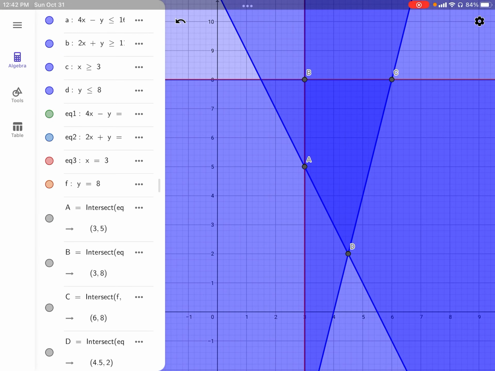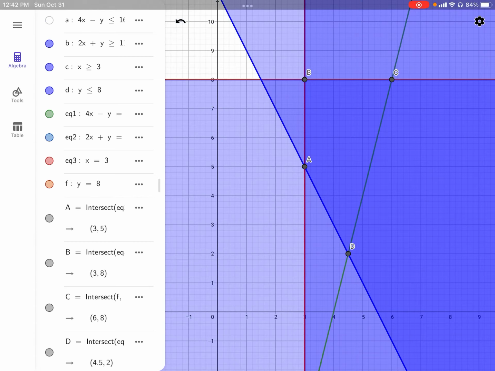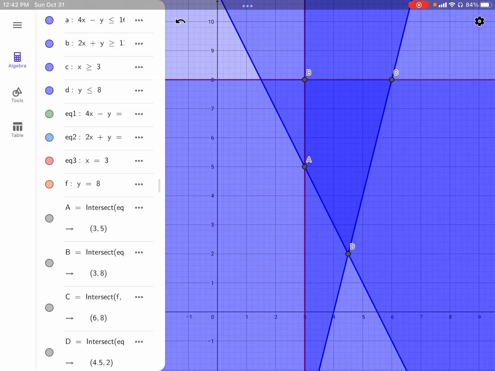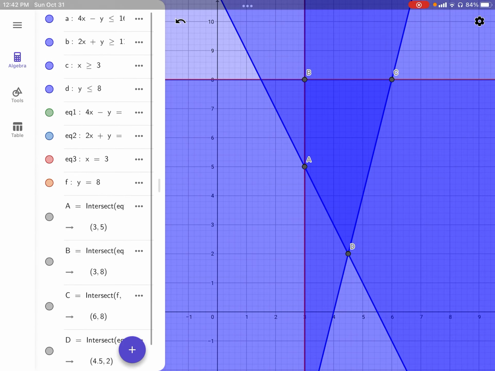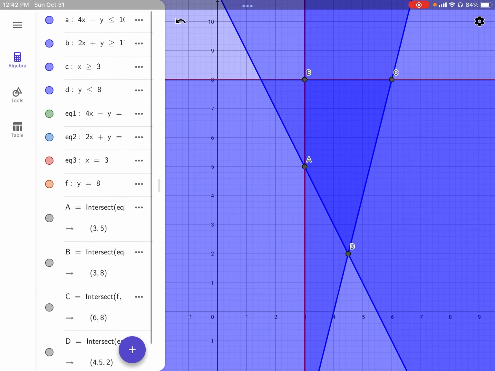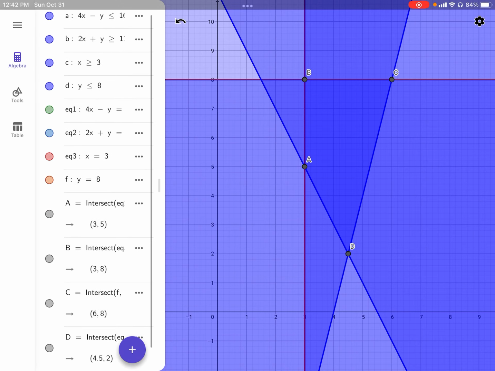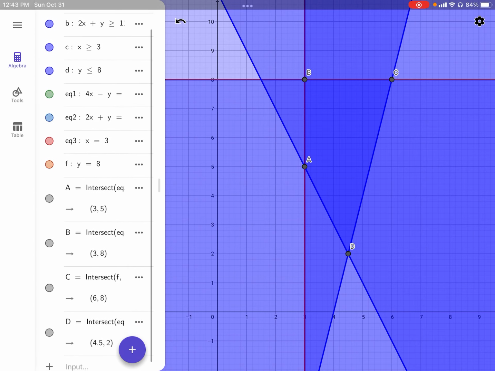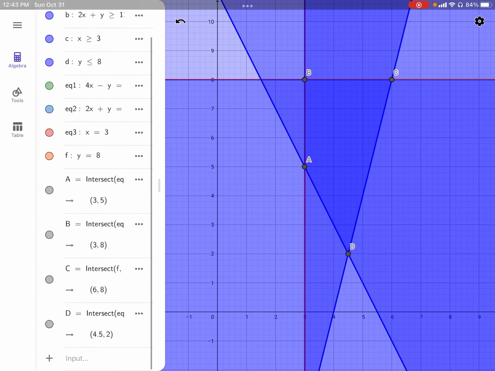Nope, I'm using GeoGebra. Here's the tricky part. The more you have on here, the more letters GeoGebra begins to assign, right? A, B, C, D, equation 1, equation 2, equation 3, F, and then the points, capital A, B, C, D. That's geometry. They usually use capitals for points. So you have to pick a variable that has not been used. Normally we write function notation with an F, but F was used. F is y equals 8.